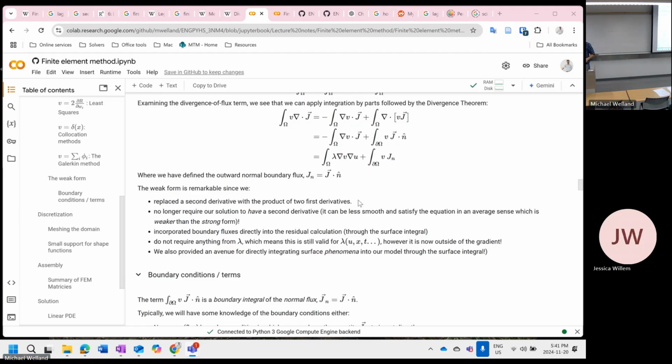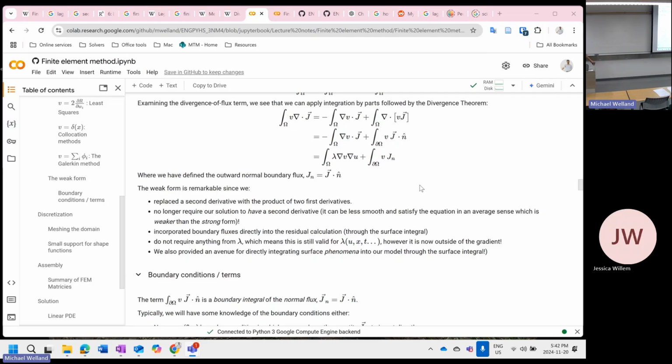See? Okay. Weak form. We replaced the second order derivative with a product of two first derivatives. Great success. We don't need to have the second order time derivative. It doesn't even have to be defined, hence the weak form. We've incorporated the boundary fluxes. We haven't done anything with lambda. And we're going to see what happens when we do something with lambda.